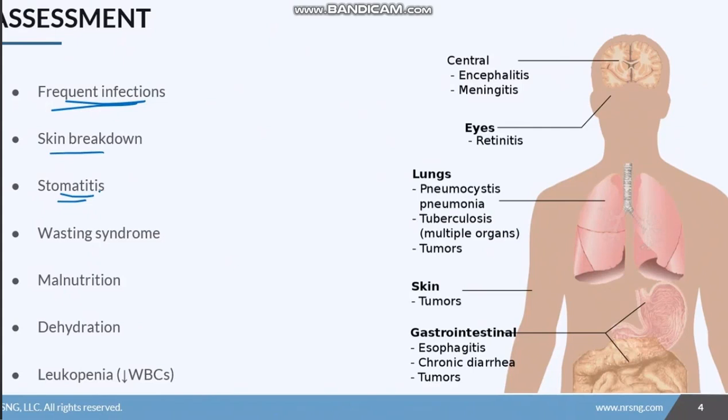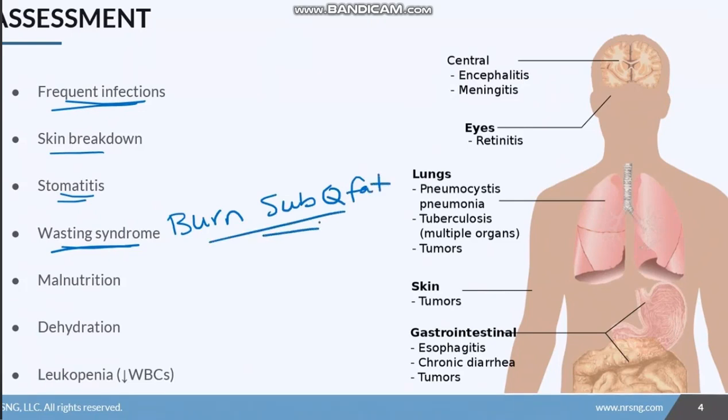But the other thing that we see quite a bit in AIDS patients is what's known as wasting syndrome. What happens is their body begins to burn basically all of their subcutaneous fat for energy because it's not really able to do what it needs to do. The muscles are going to begin to waste away. You're going to see muscle atrophy. And that's what we call wasting syndrome. And they get frail and thin and almost ghostly.